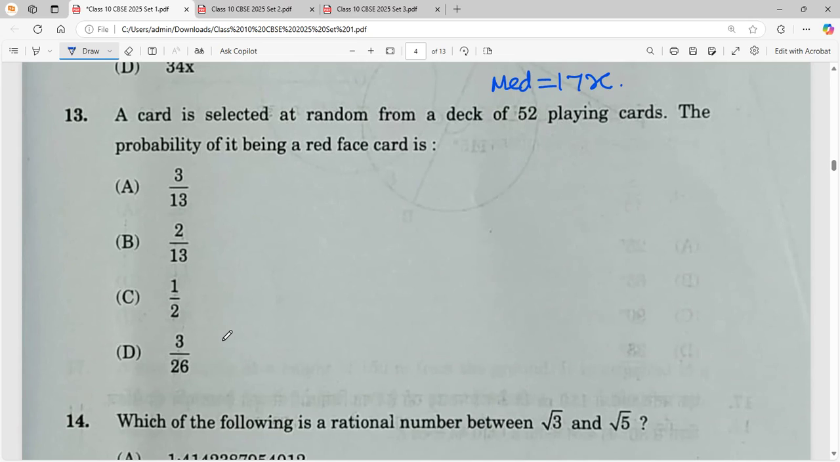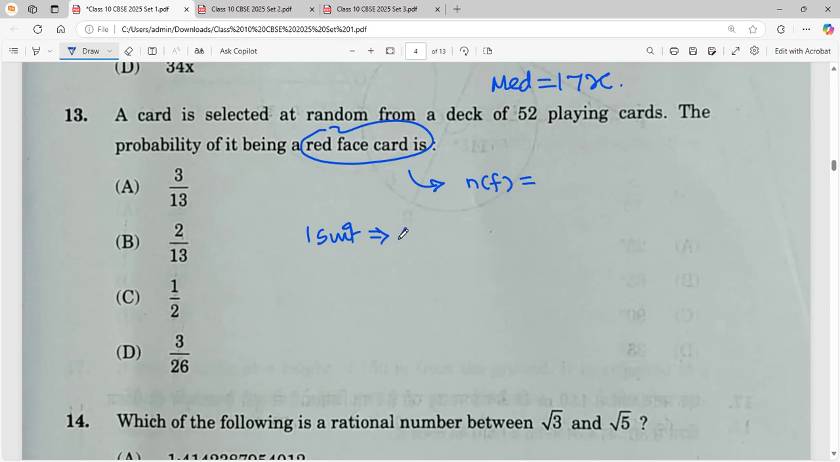A card is selected at random from a deck of 52 playing cards. The probability of it being a red face card. So read the question very carefully. It is a red face card. So how many red face cards are there? So the number of favorable outcomes.